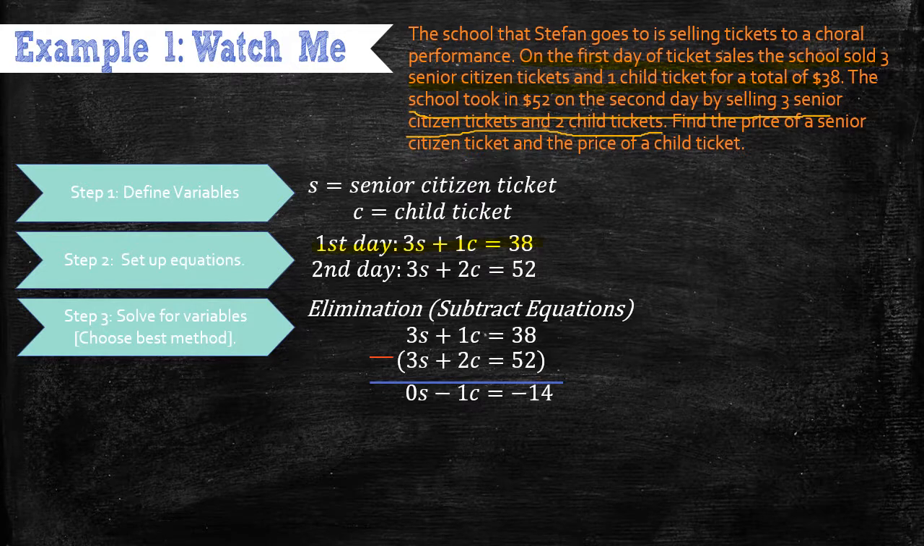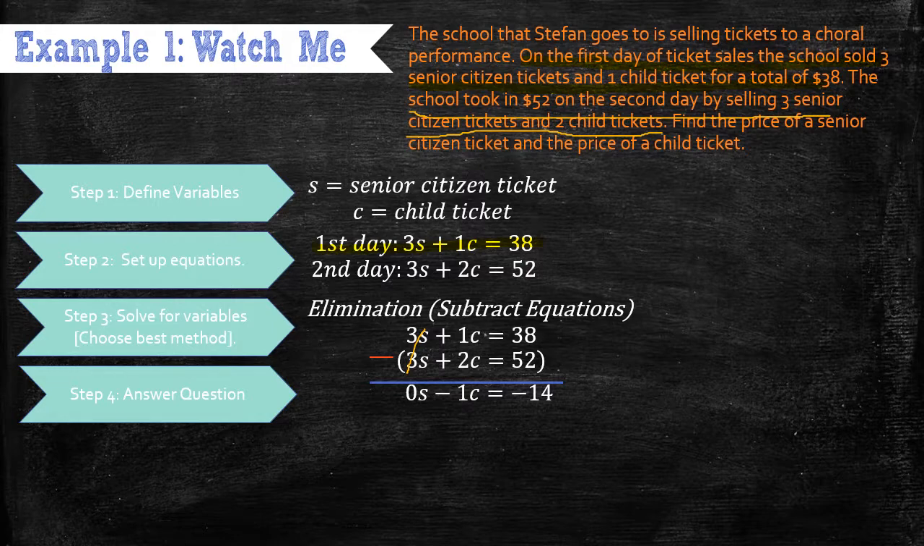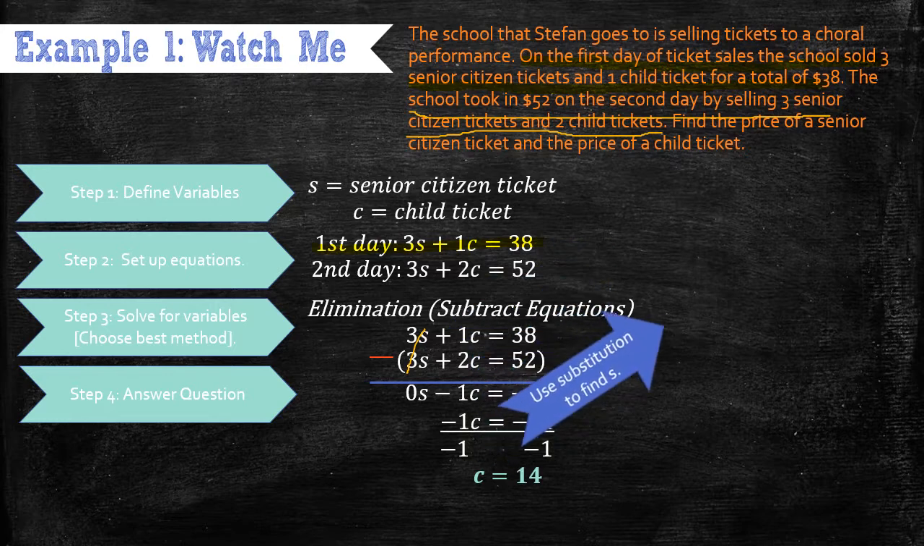So when I do that, my S term is going to cancel, and then I'm going to have 1C minus 2C, which is going to give me negative 1C, and then 38 minus 52 is going to give me negative 14. When I go ahead and finish solving that, I'm going to divide both sides by negative 1, and then C is going to equal 14. So the cost of my child ticket is 14.